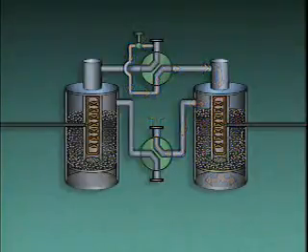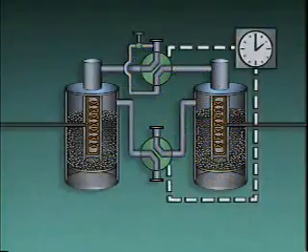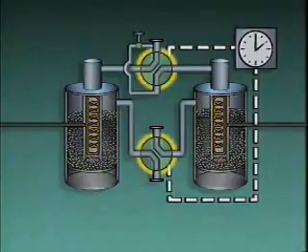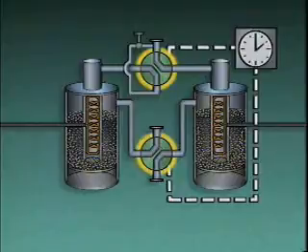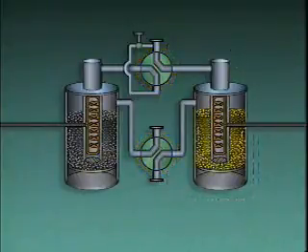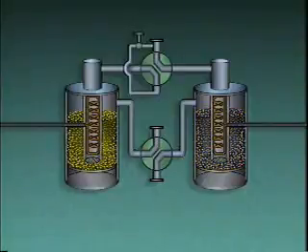Switching back and forth between tanks is often controlled by a timer. After one tank has been regenerated for a preset period of time, the timer changes the positions of the four-way valves. This way, the desiccant that was regenerated is used to dry the gas, while the desiccant that was used to dry the gas is regenerated.